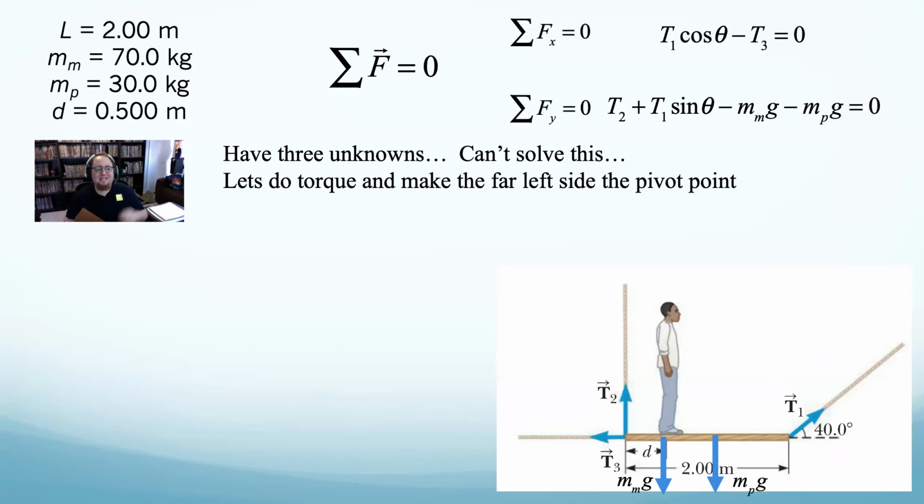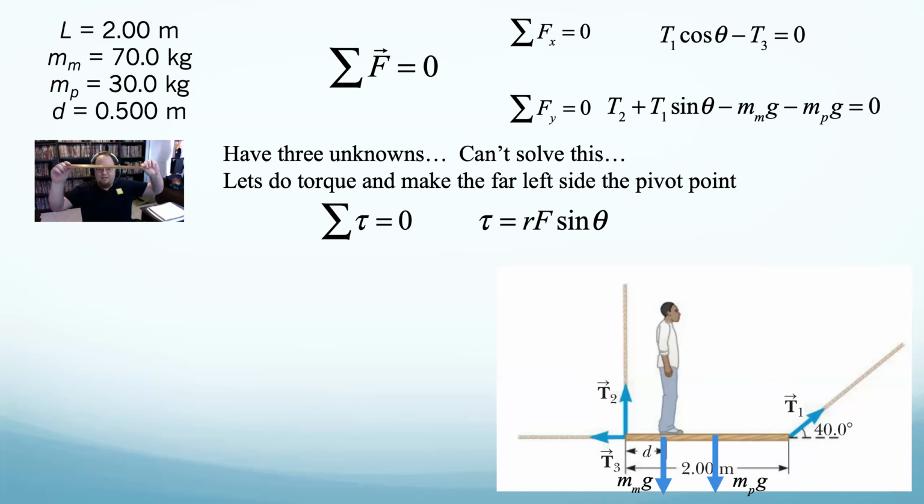But what I can do is say sum of forces equals 0 is not my only equation. If I'm in equilibrium, the sum of torques must also be 0. Well, each torque is r F sine theta. And what I can do is define my pivot point. Let's think about this. If T1 disappeared, this whole thing would go whoop, like so.